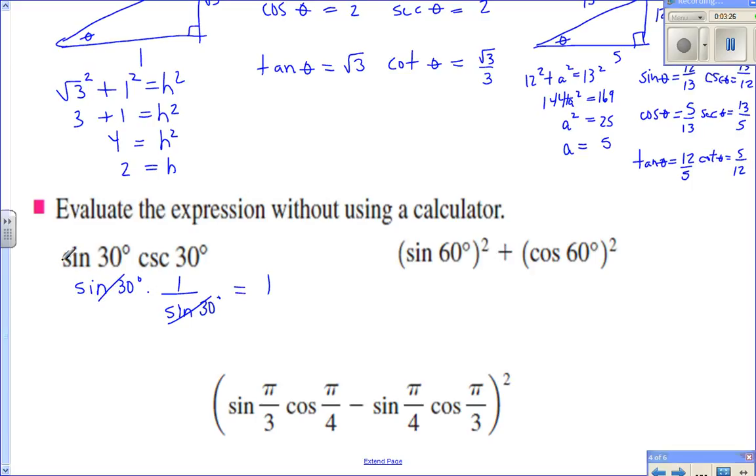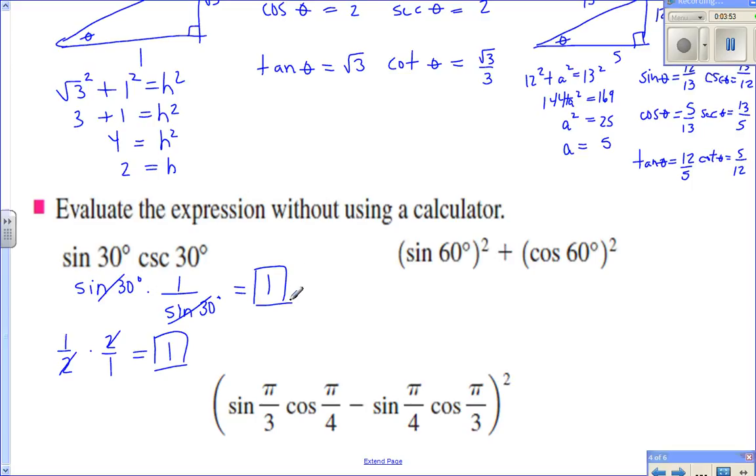Also, we could think of our unit circle. We know sine of 30 degrees is 1/2. So cosecant at that 30 degrees is just going to be that reciprocal. So again, 2 over 1. So now these things will reduce and it will give us 1 just the same. So regardless, we get 1 as our answer.